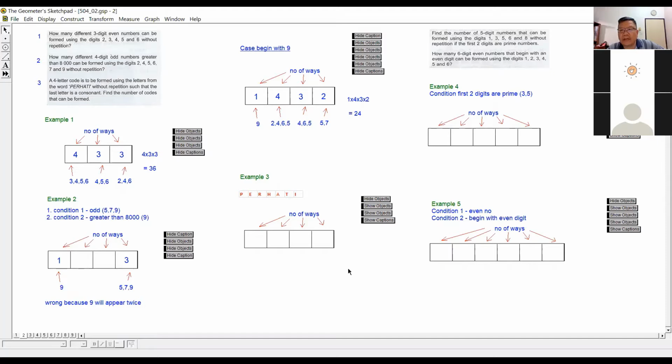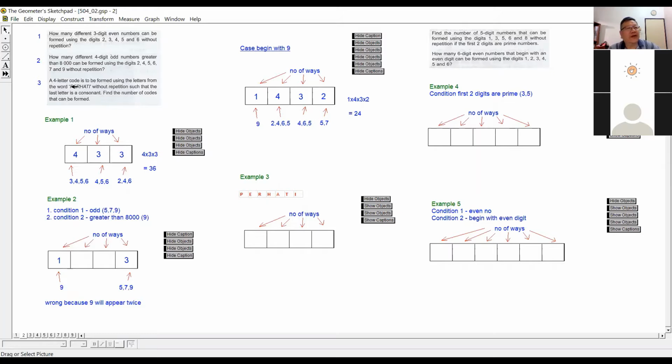A four-letter code is to be formed using the letters from the word Perhati without repetition, such that the last letter is a consonant. Find the number of codes that can be formed.